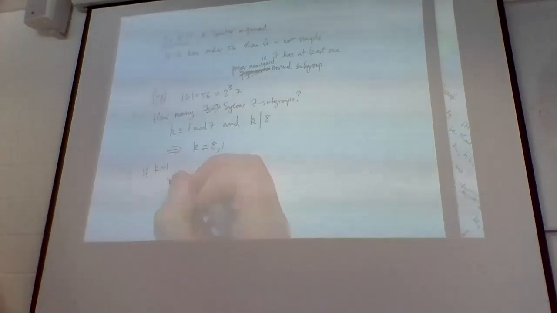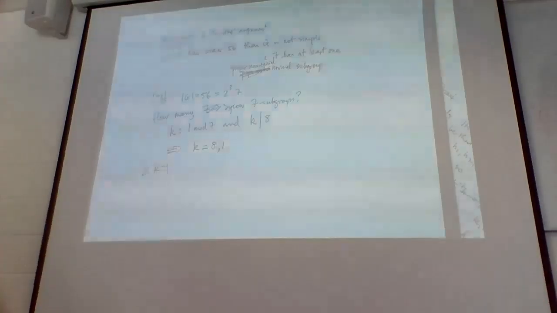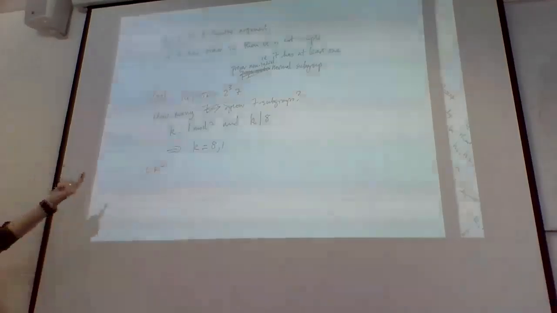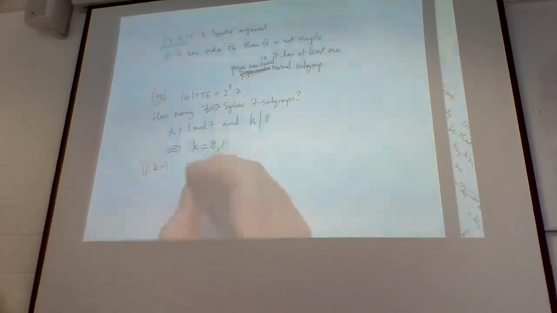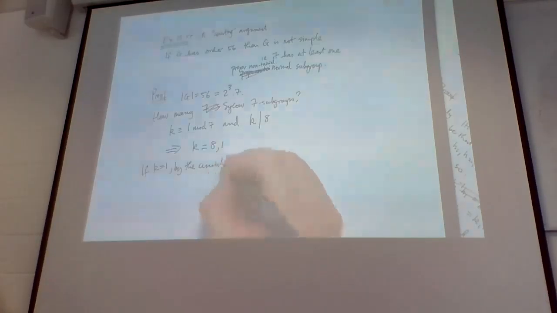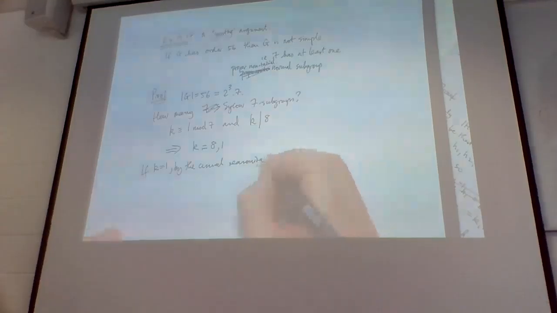If k equals 1, then we're saying there's only one subgroup of size 7. Usual story, therefore it must be normal. Because every conjugate of a subgroup is a subgroup of the same size. So if there's only one subgroup of size 7, every conjugate of this subgroup is itself. And that's a condition for normality. The conjugate of every subgroup H is H itself. So if k equals 1, by the usual reasoning, this subgroup is normal.